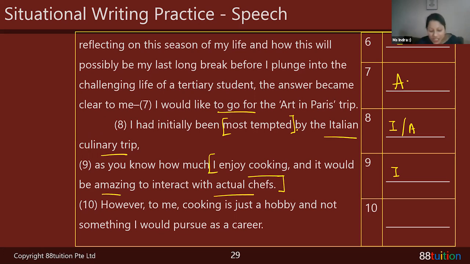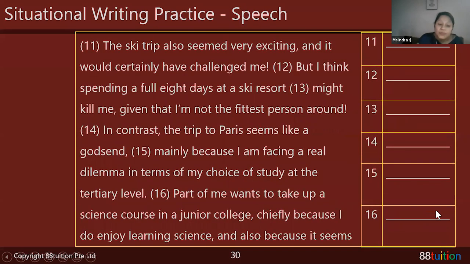"However, to me, cooking is just a hobby and not something I would pursue as a career." Obviously, there's no talk of career over here, so invented as well. "Now, the ski trip also seemed very exciting and it would certainly have challenged me." Basically, we know that there is going to be a ski trip. So the moment we know something, it becomes an amplification. "But I think spending a full 8 days at a ski resort might kill me, given that I'm not the fittest person around." Basically, this is an invention because it doesn't say how fit I am. But you're linking it to something you could possibly talk about, which is why we say it's an invention.